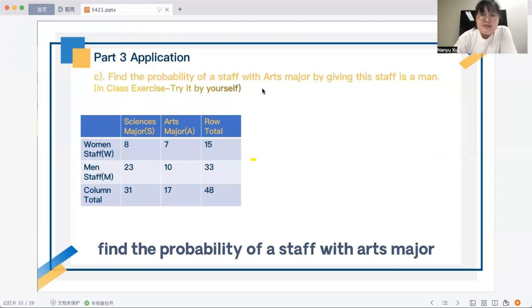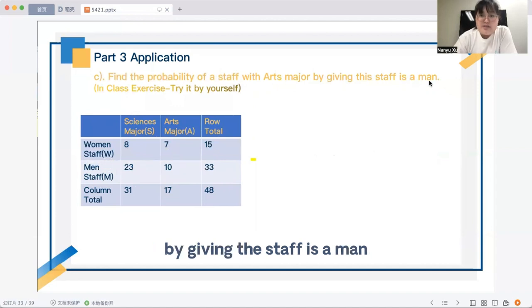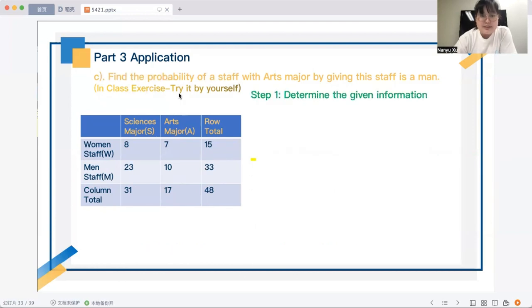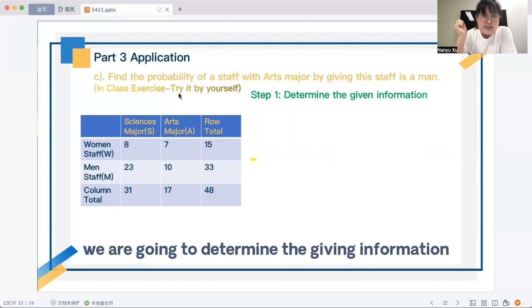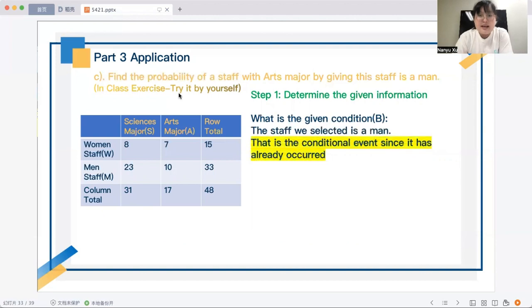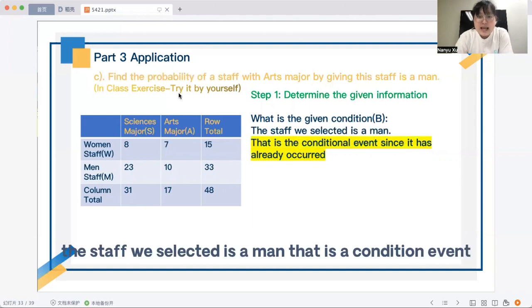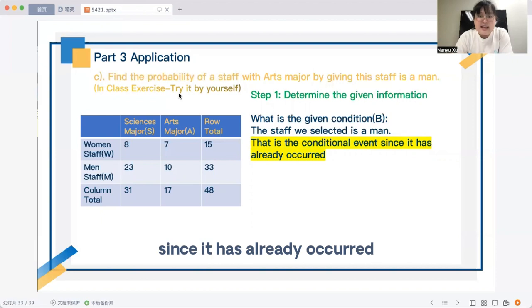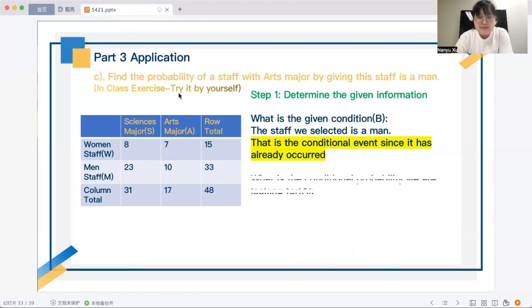Find the probability of a staff with arts major given the staff is a man. In class exercise, try it by yourself. Step 1, we are going to determine the given information. What is the given condition B? The staff we selected is a man. That is a condition event since it has already occurred.